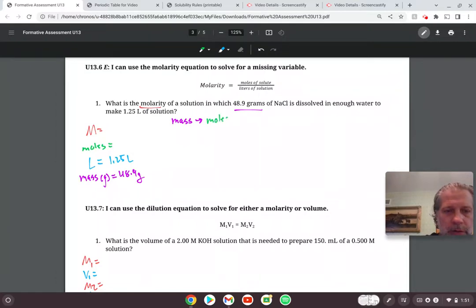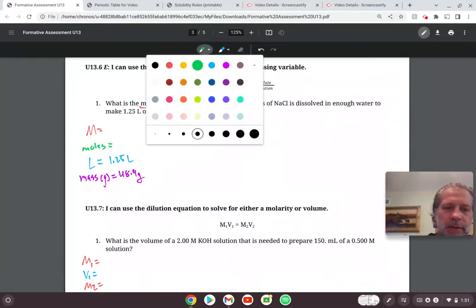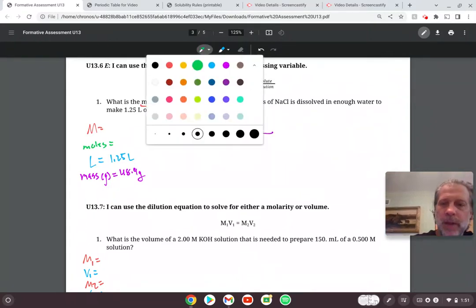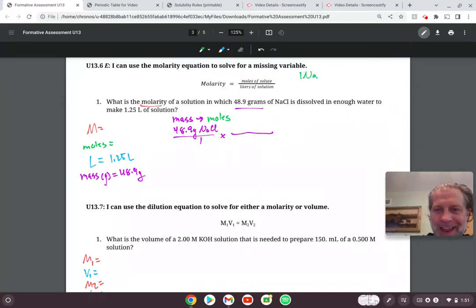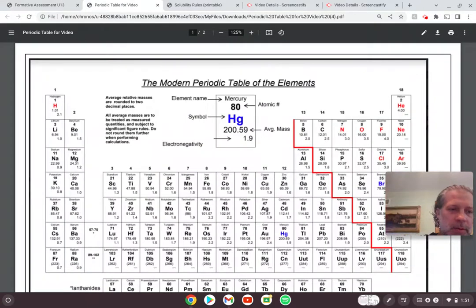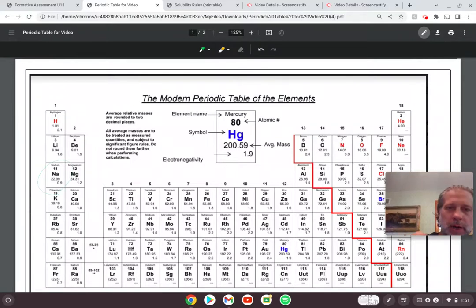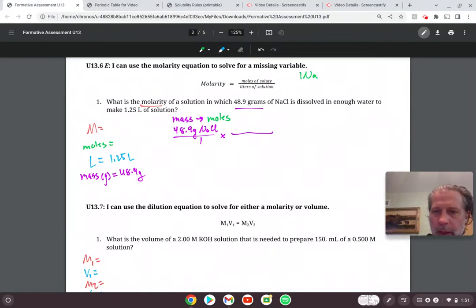And in order to do that, we need to calculate the molar mass, but we're going to start by taking our given, which in this case is 48.9 grams of NaCl, and put it over 1, and we're going to go to moles. So we're going to calculate our molar mass. We have 1 Na, and if we take a look at our periodic table, we see that sodium has a molar mass of 22.99 grams. So I'm going to record that times 22.99 grams.